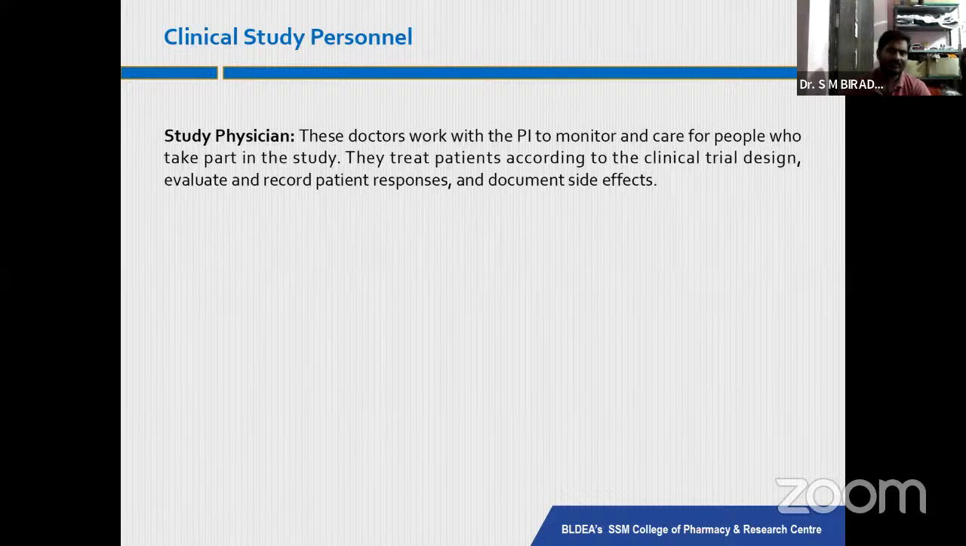And what is the role of the study physician? Most of the time this physician part is very important, because clinical trial means human participants are involved. So compulsorily one physician should be there to look after the physiological changes in the human subjects. The physicians are doctors who work with the principal investigator to monitor and care for the people who take part in the study. They treat the patients according to the trial design and evaluate. Here intervention is required.